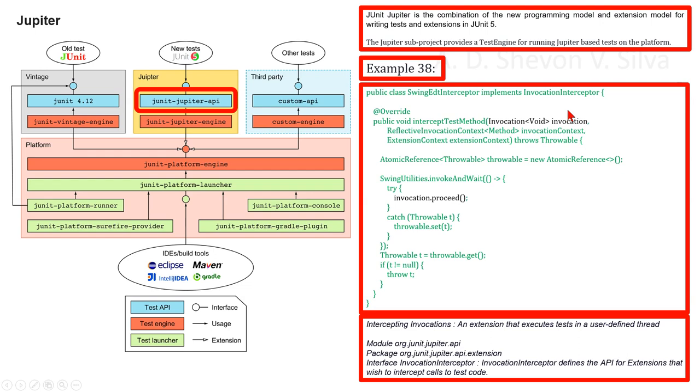The interface InvocationInterceptor in package org.junit.jupiter.api.extension in module org.junit.jupiter.api defines the API for extensions that wish to intercept calls to test code.